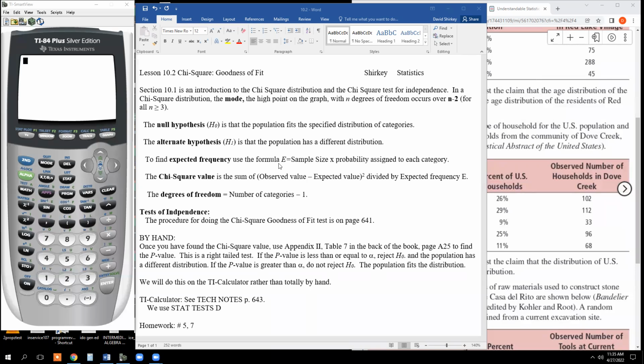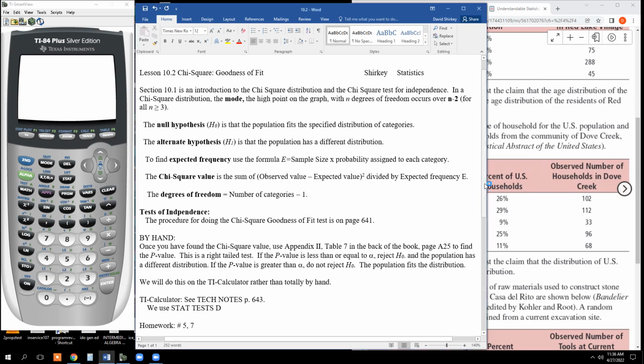We'll need to be able to find the expected frequency because we have observed and expected, right? That's just your total sample size times the probability, the percentage, or if it's written decimally, assigned to each category. And the degrees of freedom, you'll need to know that. That's the number of categories minus 1. You can read the rest of this and look through examples in the text.